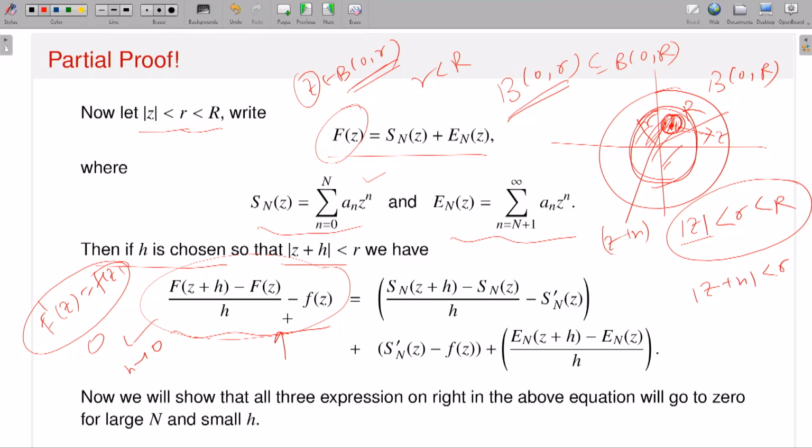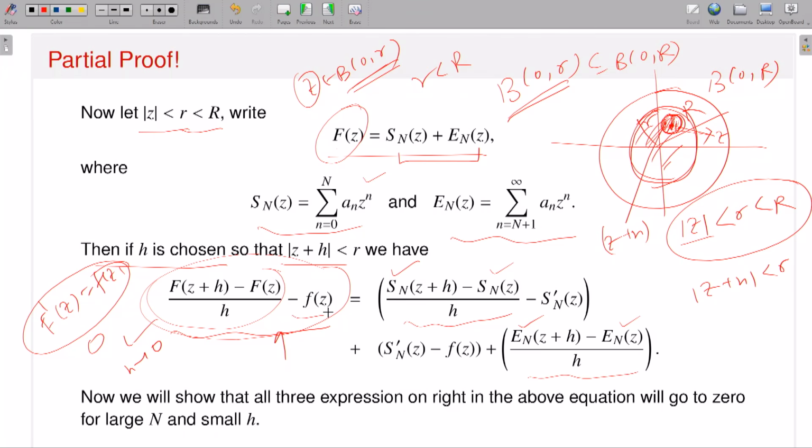Okay. So I have the expression of capital F in terms of capital Sn and capital En. Then I will just do some algebra. If I write capital F in terms of Sn and En, then capital F of z plus h will have the terms Sn of z plus h and En of z plus h, right? And then capital F of z will have Sn of z and En of z. If I do some algebra, then this object splits into two parts. One is Sn of z plus h minus Sn of z, divided by h, and then another part, En of z plus h minus En of z, divided by h.